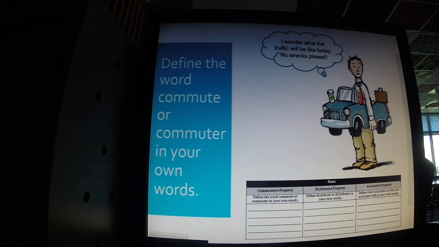So again, if you're looking at your notes, we've now moved on. And we are looking at this portion right here that says define the word commute or commuter in your own words. And I basically kind of gave you a hint by this picture on what a commuter is, or the word commute. Okay, and it's a little dude inside of his car with his coffee and his briefcase, and it says, I wonder what the traffic will be like today. No wrecks, please. So in your own words, in a complete sentence, write in this box on your paper what you think the word commute or commuter means. And then the next couple of slides are the same thing.